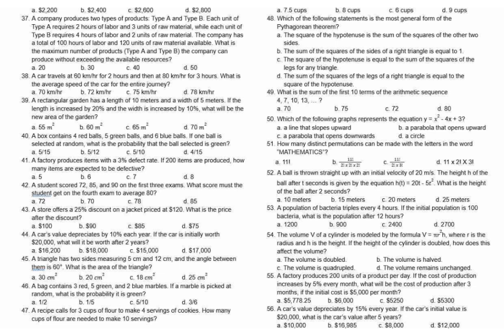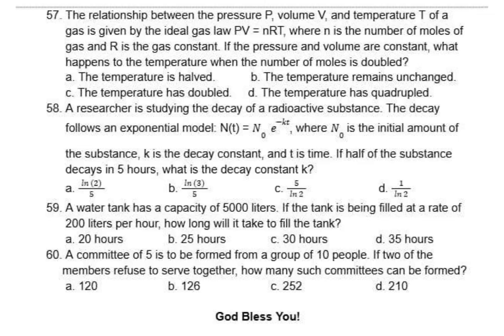56. A car's value depreciates by 15% every year. If the car's initial value is $20,000, what is the car's value after 5 years? So after 5 years, the car's value will be $8,000. Letter C.